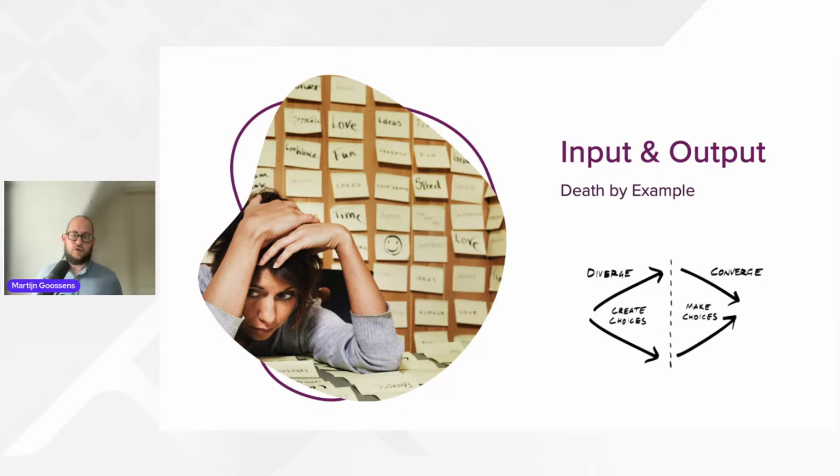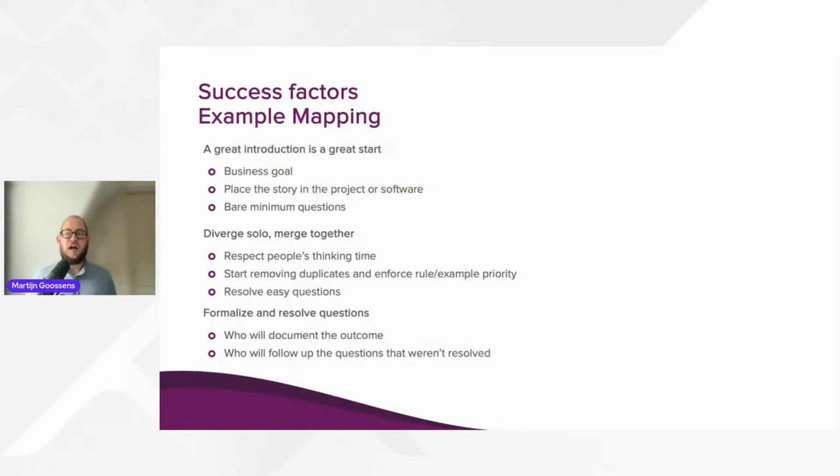When you do this as a group, there are a few success factors that you can look out for to make this work. This can also translate to your refinements if you think that they need work. I think a great introduction is a great start, right? Quality in is quality out. So the business goal needs to be explained and understood by everybody, and we place the story in the project or software where it needs to be. Is it on a very specific page or a few elements? We need to better understand.